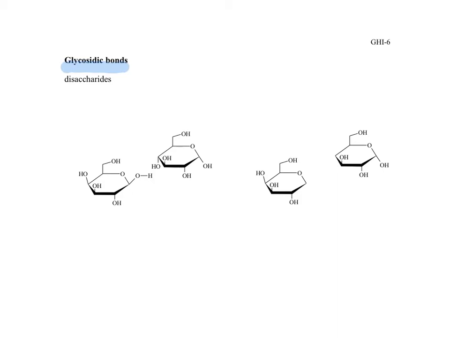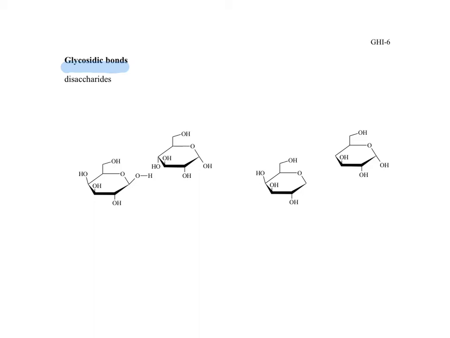So this is in some ways parallel to what we've done in the past. We learned about single amino acids, and then we used peptide bonds to bring those two amino acids together and form a longer chain, a peptide or a protein. So a nice parallel there.